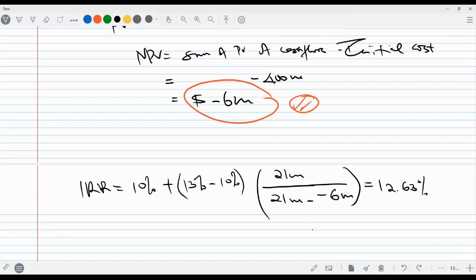Look, this is an estimation method, you are just approximating. But generally, if you discount the same cash flows at 12.63%, then you ought to get an NPV that is very close to zero. Of course, it won't be exactly zero because this is simply an estimation method you're using, the IRR formula. Clear?